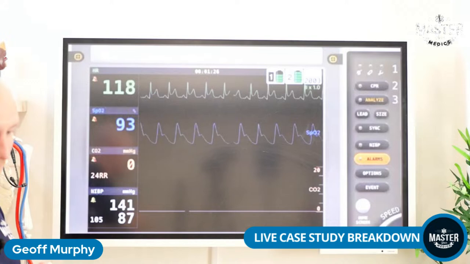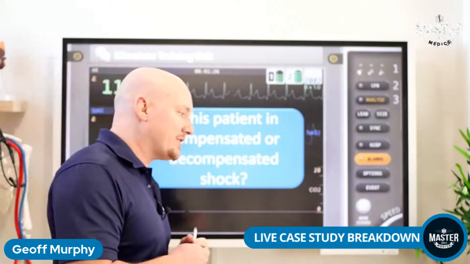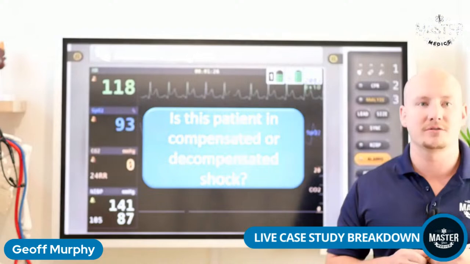Okay, your partner gets you an ECG. But I guess one of the first things I want to ask you is, first off, based on these vital signs, is your patient compensated or decompensated right now? Okay, we know they're in cardiogenic shock. It's a pretty good guess, or at least we have a pretty good idea. But are they compensating right now, or are they decompensating?